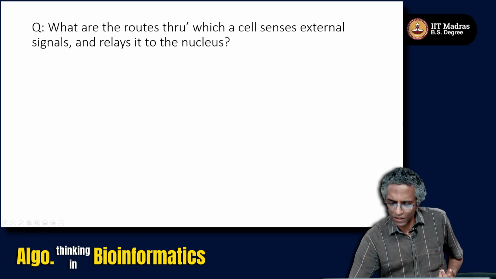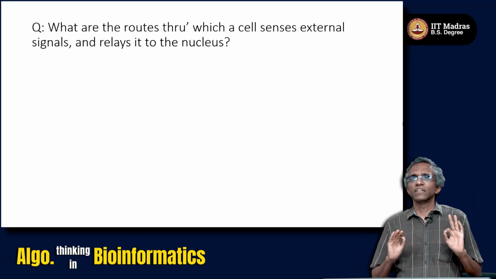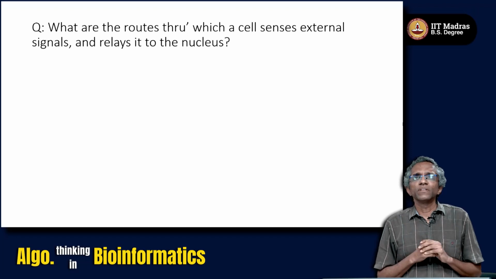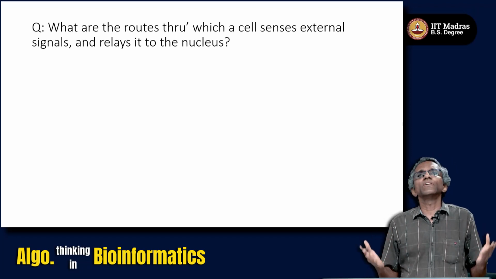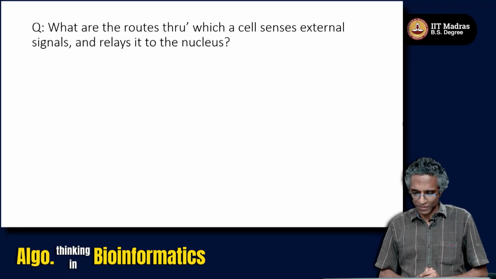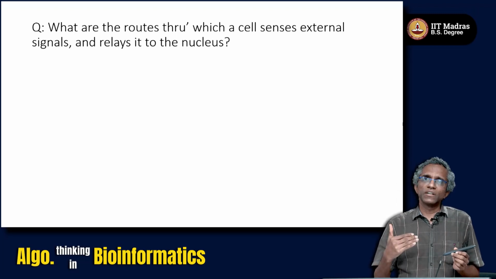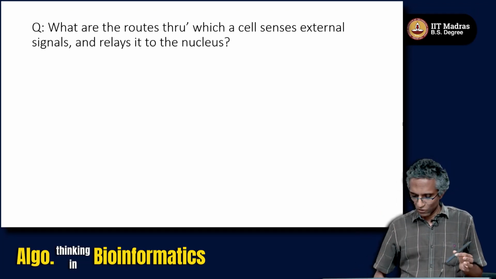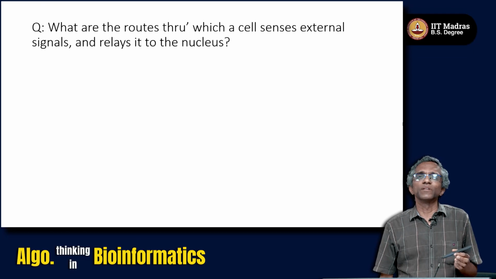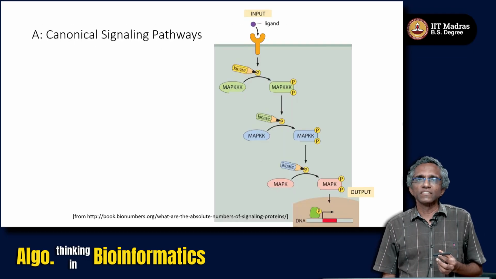Okay. So, now we come to the actual biological question. We have just seen why a cell needs to sense its environment, but then how does it sense it? What are the molecular routes through which a cell senses these external signals and relays them to the nucleus, right? We are going to first show some cartoons, and then slowly increase the complexity of all the routes that are possible that the cell can take to sense and relay these external signals.